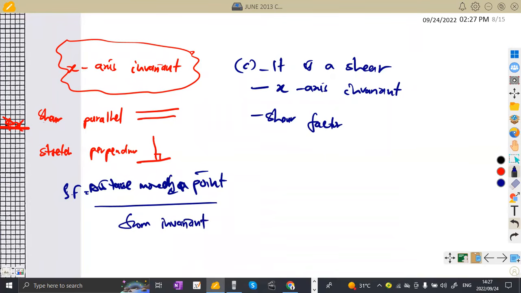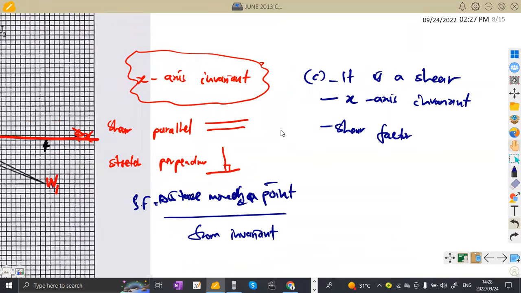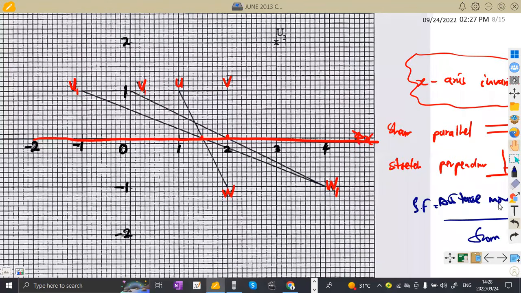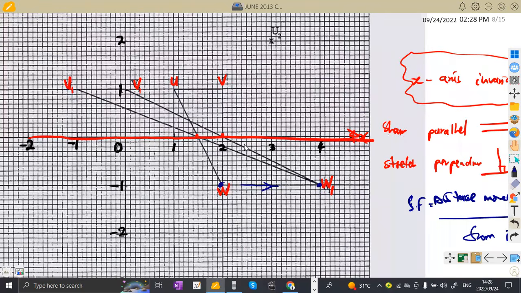So let us cross-check what is happening on these points. Distance moved by a point. W here moved from where it was, V, all these points moved. W here moved from where it was to W1 here. So how many units according to this: 1, 2, 3. So it's going to be 1, 2. So W going to W1, it's a positive. Look at the direction where it is going. It's going to the positive. So it's positive 2.